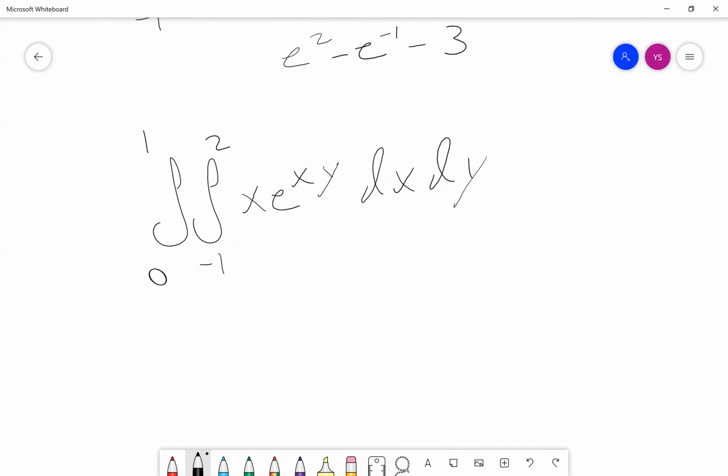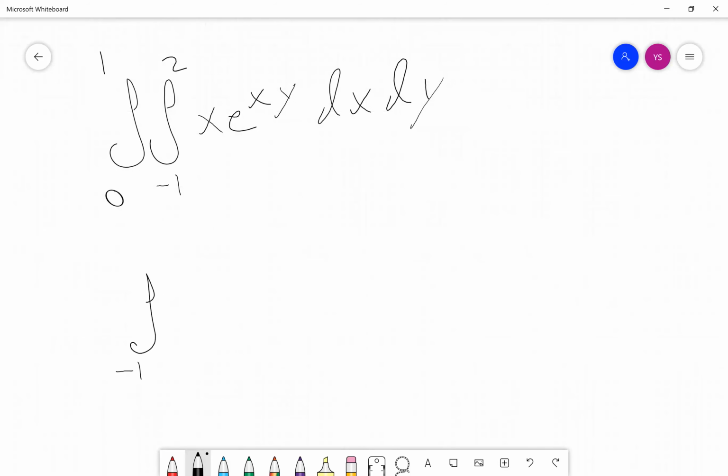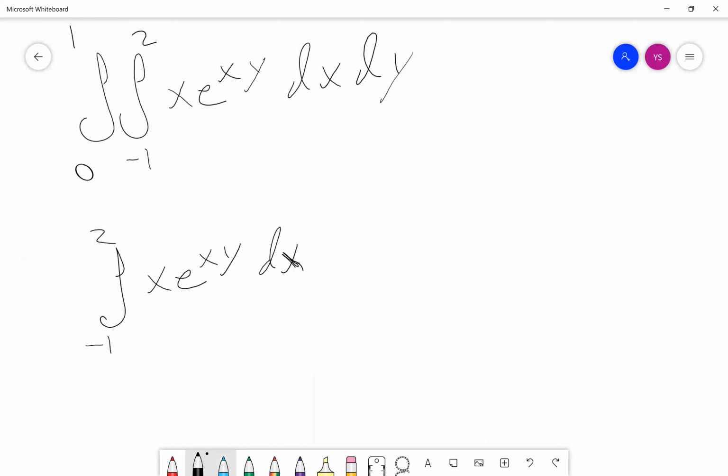Okay. So because we have this x down here, let's first look at what is the integral from -1 to 2 of xe to the xy dx. So we don't really like having an x here and an xy over here. So we can, of course, use u substitution. So we can say, okay, u is equal to xy.